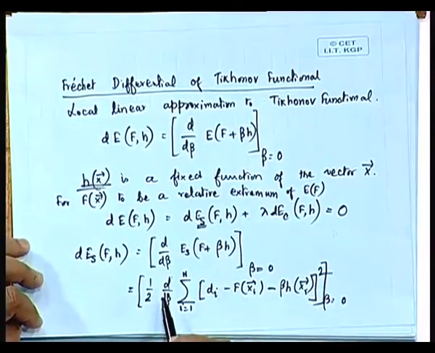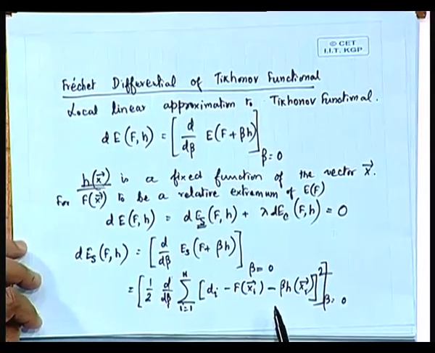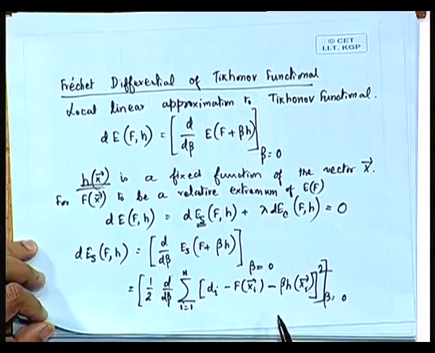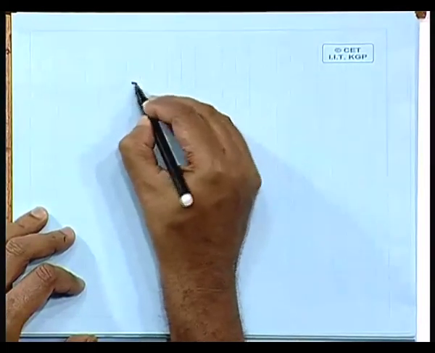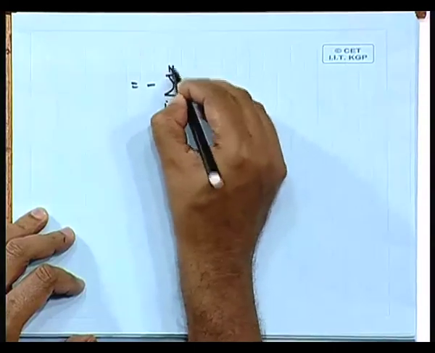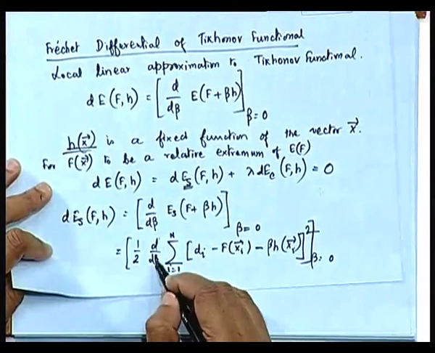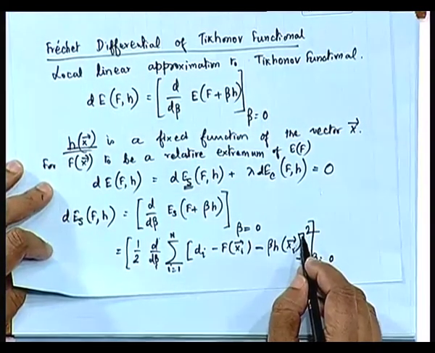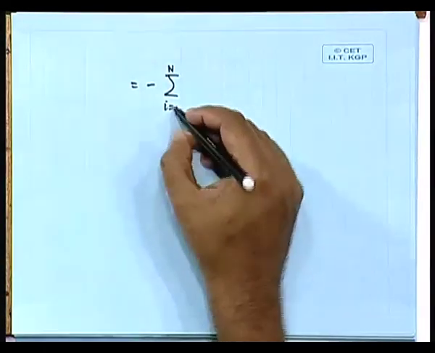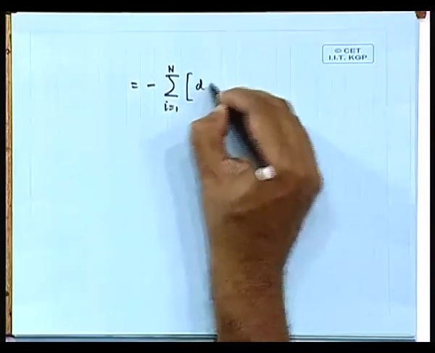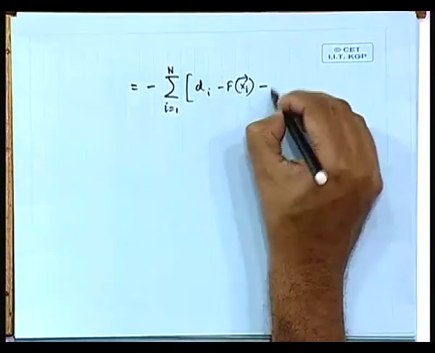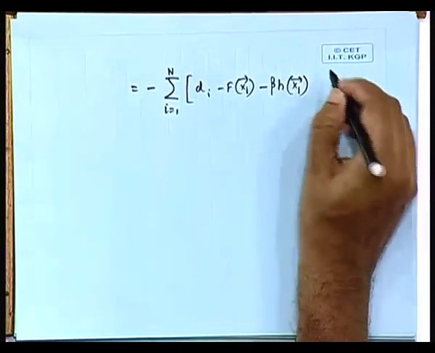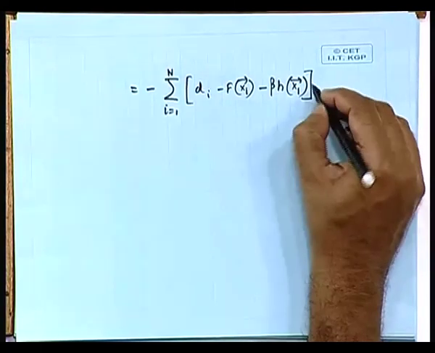As a matter of fact, if we differentiate this with respect to beta, then things will turn out to be pretty simple. What we will be getting there, and you can verify that later on, is minus the summation over i equal to 1 to n. The half term obviously goes out, because once we are differentiating with respect to beta, there is a square term, and this half term gets cancelled. The formula becomes the summation of d_i minus f of x_i minus beta h of x_i, and this we have to multiply by h of x_i, very correct.